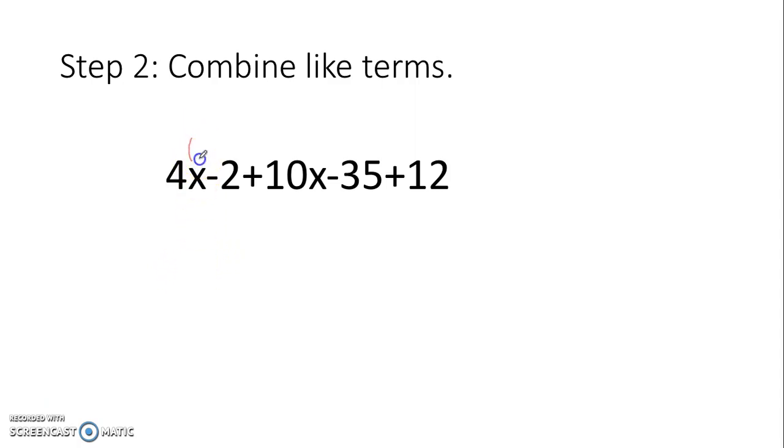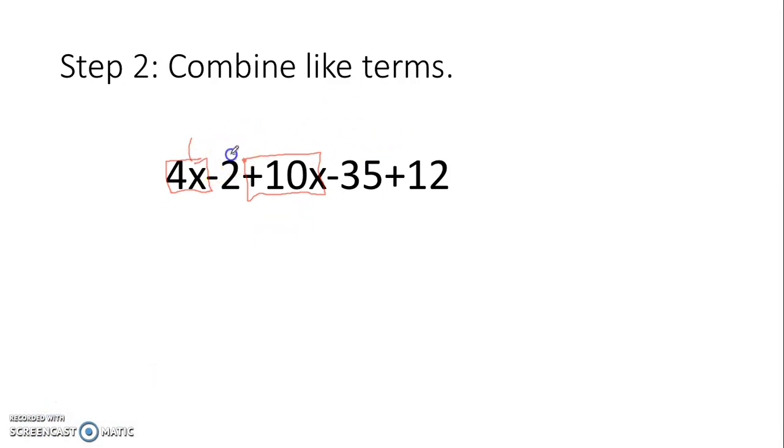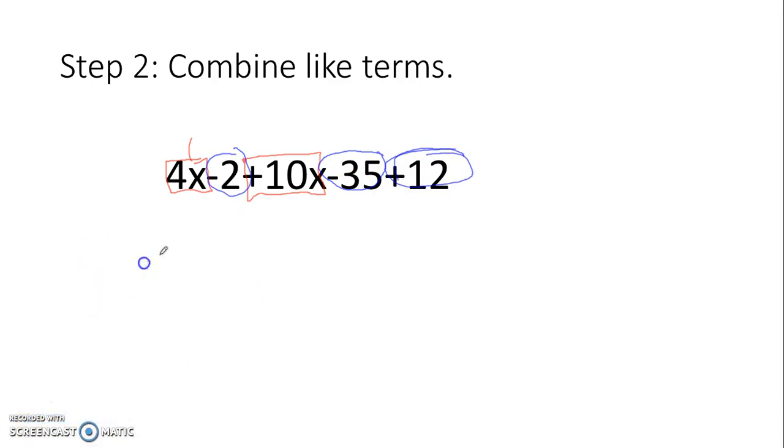So let's first look at our x's. So we have 4x that I'm going to put a box around, and then we have plus 10x that I'm going to circle or put a box around. Okay, those are all my x's, so I'm going to switch colors and shapes just so we can really see the difference. So we have a negative 2, that's a constant, then we have a negative 35 and a plus 12. Alright, so first off, let us combine the variables. So we have 4x plus 10x. So 4x plus 10x is 14x.